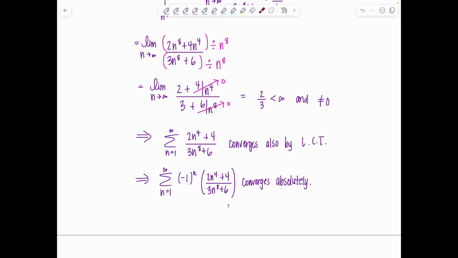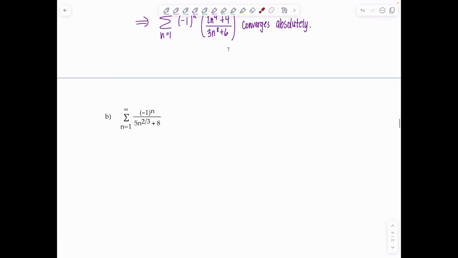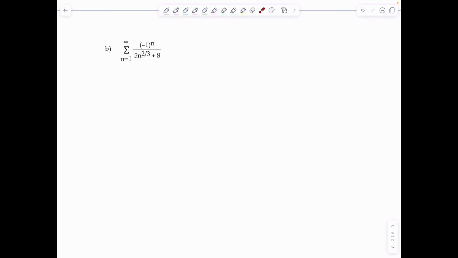Okay, that's that one. So we didn't have to check for conditional because it passed absolute convergence. That's the strongest kind. We are done. Done. Move on. Part B. We have the sum n equals 1 to infinity, negative 1 to the n over 5n to the 2/3 plus 8. So again, we're going to test for absolute convergence first. So absolute value of an is 1 over 5n to the 2/3 plus 8.